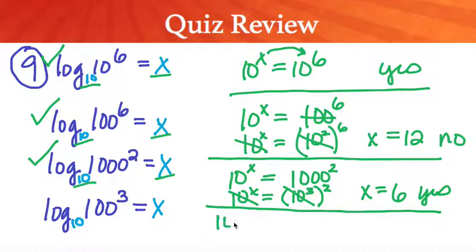Let's do it one more time. So we've got 10 to the x. Remember, 10 is the base, x is the exponent, and 100 to the third. If I write that out, I'm going to take that 100 and make that 10 squared.